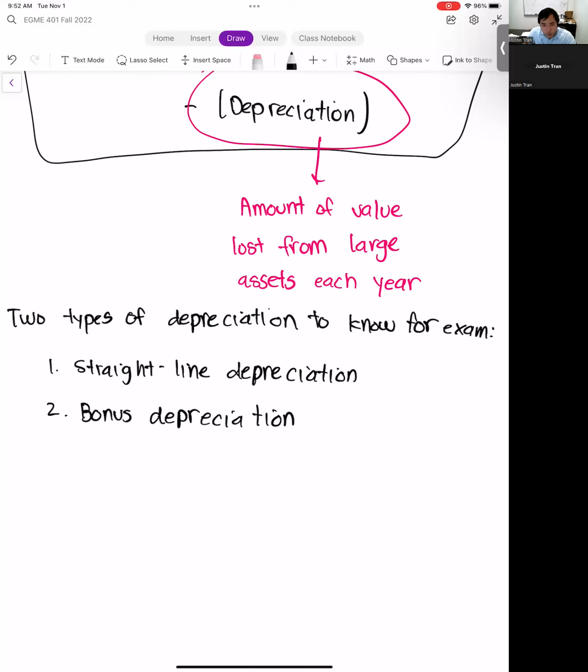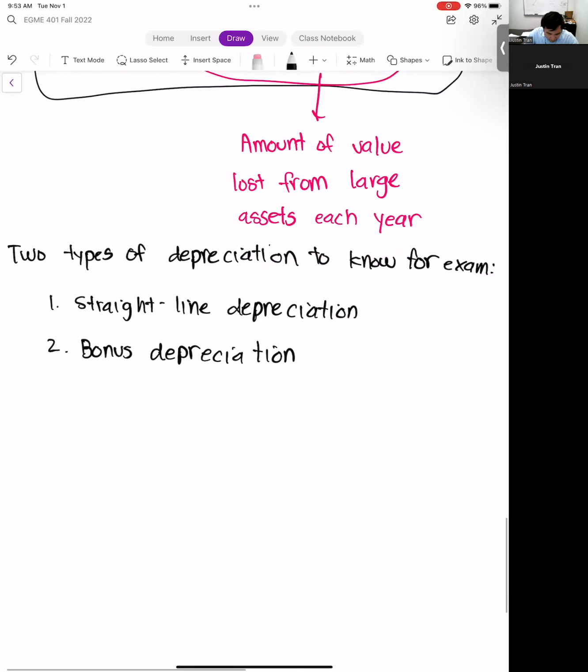I know there are a few questions on the homework for MACRS, but MACRS is a little too time consuming for a paper exam, so these are the ones I'm going to focus on. The idea behind these two depreciation schemes is that for straight line depreciation, you depreciate a flat amount each year.